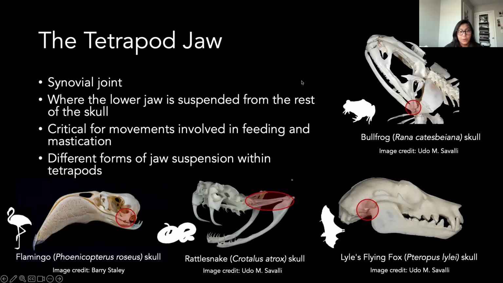So here I have a bunch of skulls representing the diverse morphology that we can see in current terrestrial jawed vertebrates. So here's a flamingo, has a small little jaw joint back here. Here's a rattlesnake. You can see how large that jaw joint is. This is a type of bat called a flying fox. It has a very characteristic mammal jaw joint. And then this is a frog with its tiny little jaw joint back there.